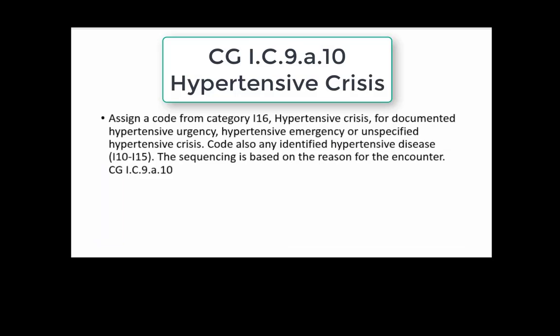For hypertensive crisis, assign a code from category I16 for documented hypertensive urgency, hypertensive emergency, or unspecified hypertensive crisis. You will code also any identified hypertensive disease, which would fall between category I10 through category I15. The sequencing in this case would be based on the reason for the encounter.